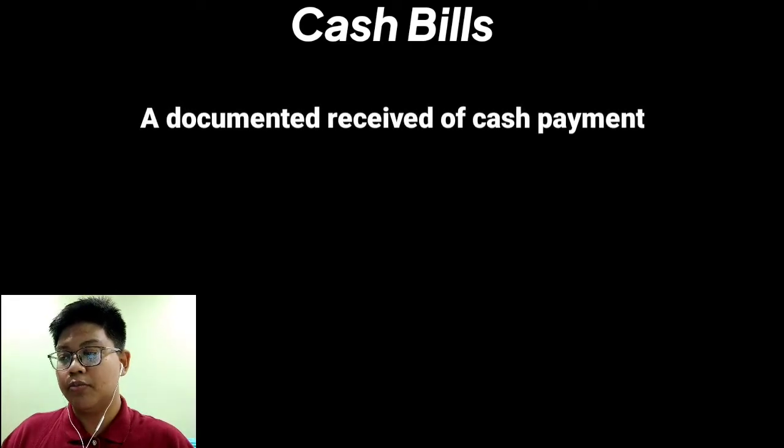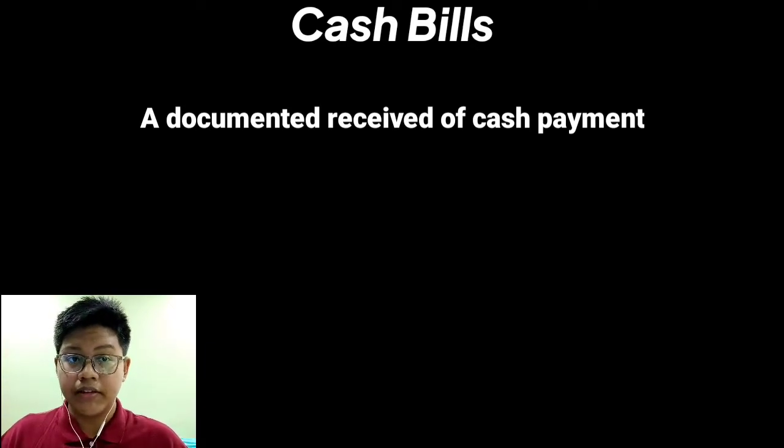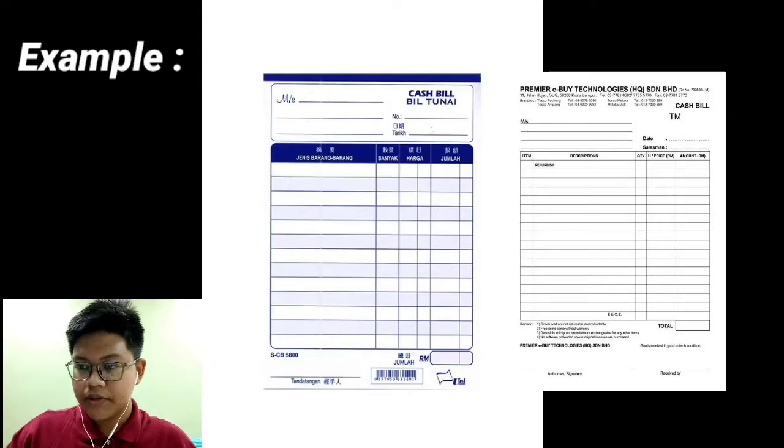So what exactly is a cash bill? A cash bill is a documented receipt of cash payment. Normally, it's used only in cash transactions and is also issued by the seller. So this is an example of a cash bill on the screen.